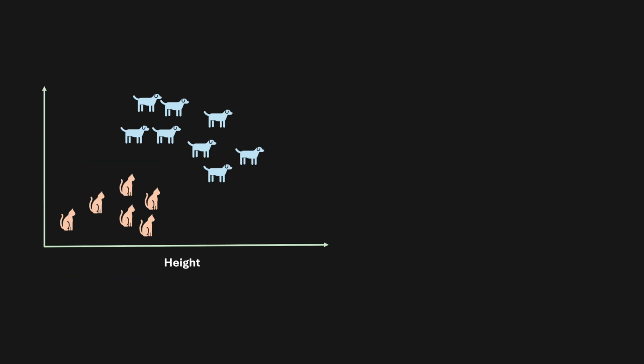Let's use a very simple example to understand this. Imagine we're training a model to classify animals as either dogs or cats based on their height. As we mentioned earlier, a model is a mathematical function, and in this example, we'll use a simple equation, y equals mx plus b. This line helps the model decide. Anything above the line is a dog, and anything below the line is a cat.